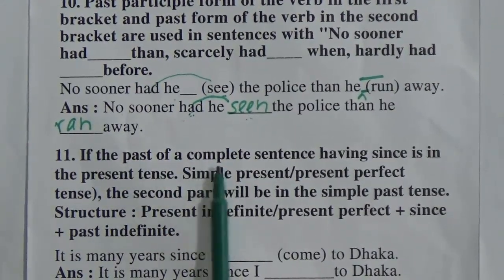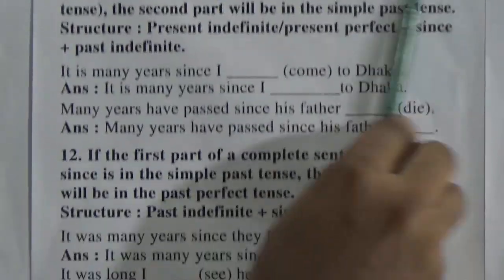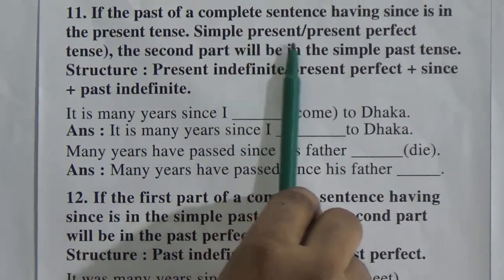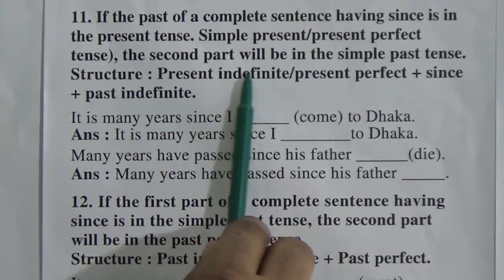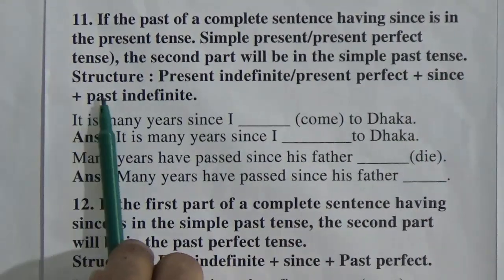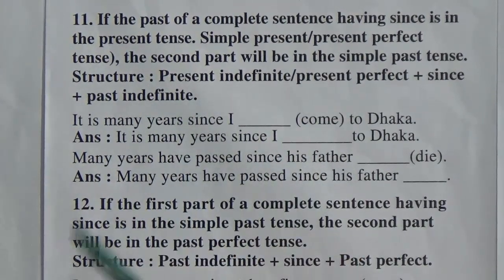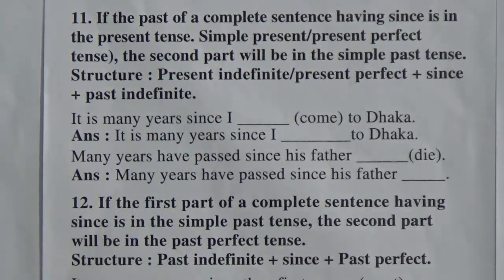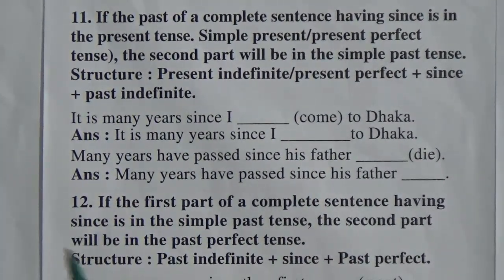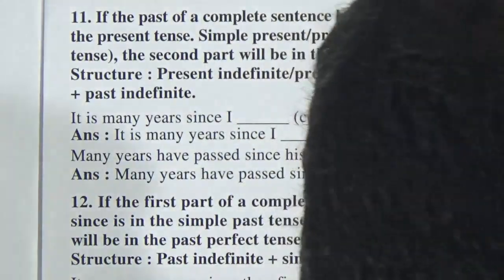Next, number 11. If the first part of a complete sentence having since is in the present tense, simple present or present perfect tense, the second part will be in the simple past tense. Structure, you don't need the structure. I will teach you 11 and 12 at a time. So look at my example here. You will understand very clearly. Come here to the board, please.